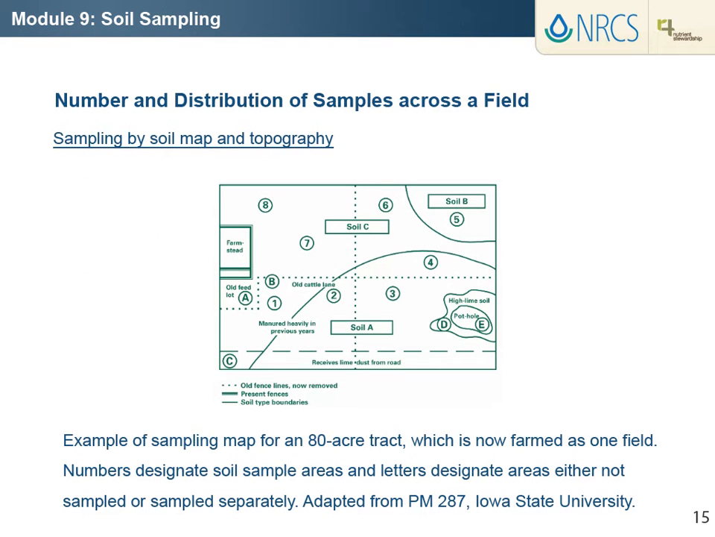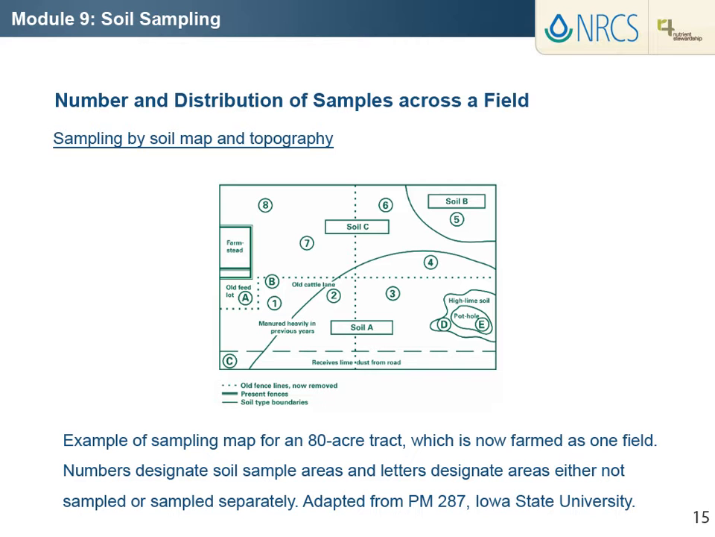An example of this sampling approach is shown in this figure. This 80-acre field was originally farmed as 4 20-acre fields that were managed differently. First is identification of areas that are odd or dissimilar. Areas A and B probably have very high fertility levels.